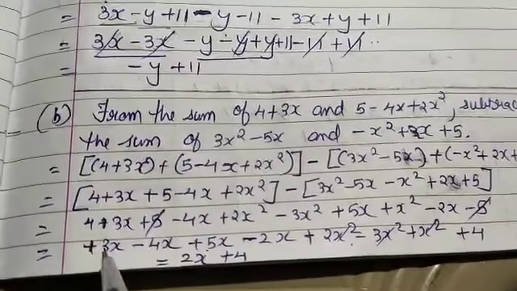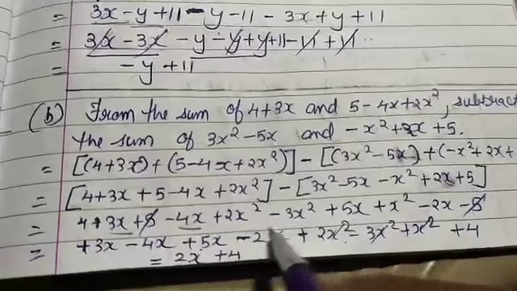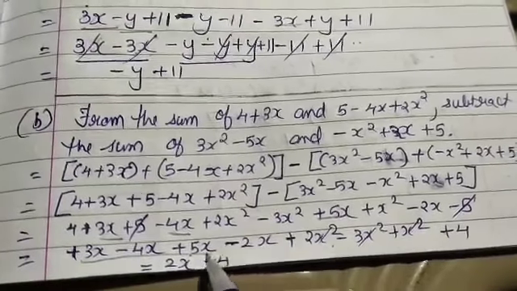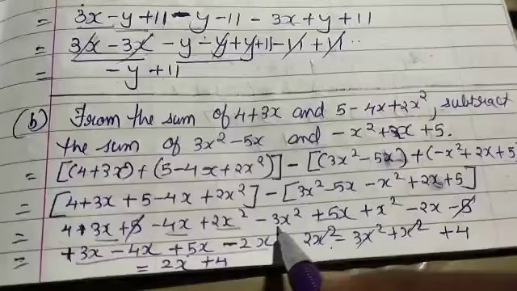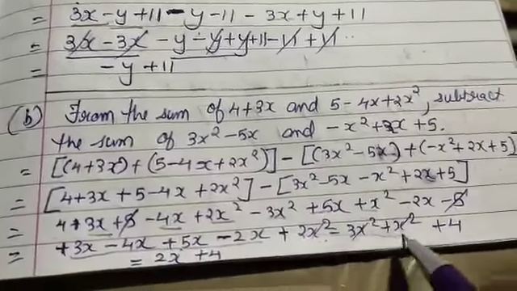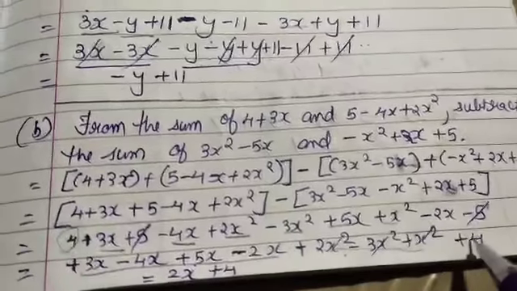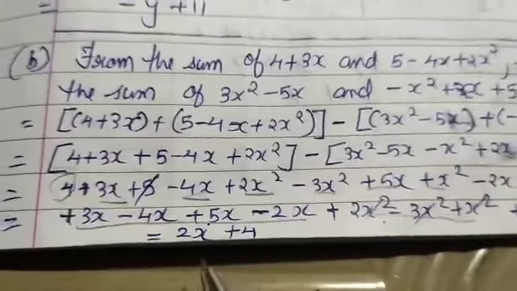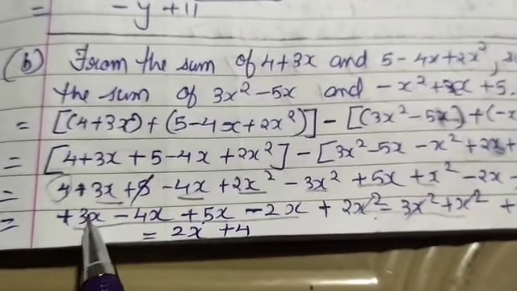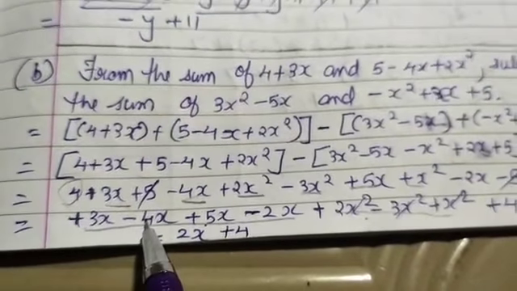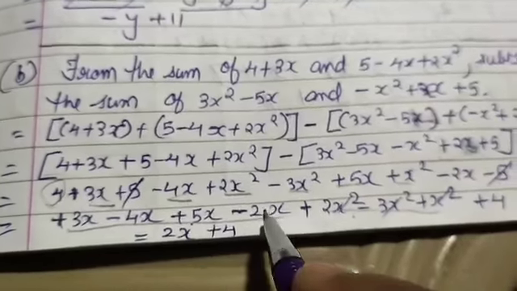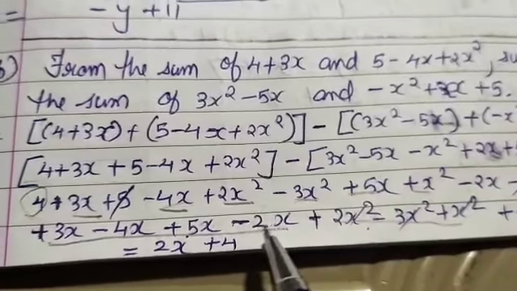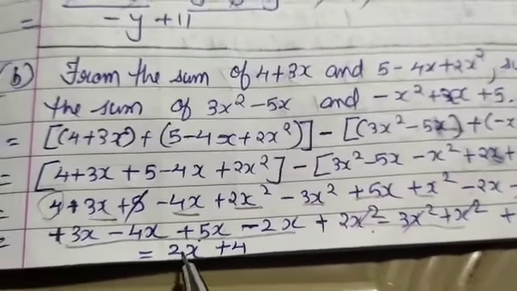Then rearrange all the like terms, that is 3x, minus 4x and plus 5x, write them all together. Then this minus 2x also. Then 2x square, minus 3x square and x square, write them all together. Then what is left? Only 4 is left, so write down 4 over here. Then here, see, add both the positive terms, that is 3x plus 5x gives 8x, minus 4x and minus 2x. Means 3 plus 5 is 8, and minus 4 plus minus 2 is minus 6, so 8 minus 6 is 2, so write down 2x.